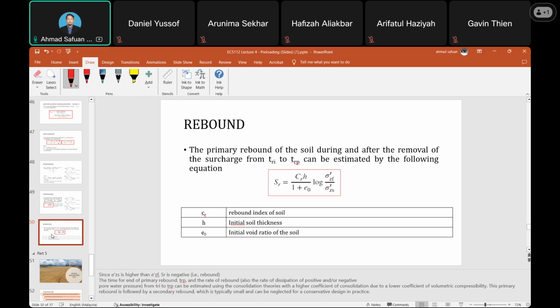The time of the end of primary rebound, TRP, and the rate of the rebound from TRI to TRP can be estimated using consolidation theory with a higher coefficient of consolidation due to a lower coefficient of volumetric compressibility. This primary rebound is followed by secondary rebound, which is typically small and can be neglected for a conservative design in practice. So we also need to include the rebound value if you use the surcharge.